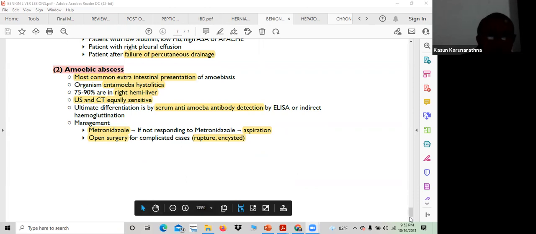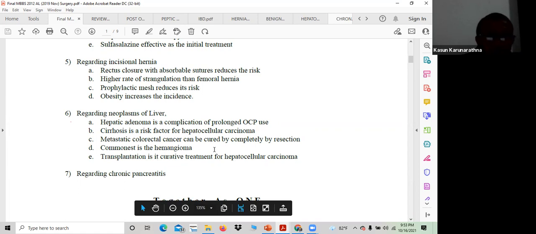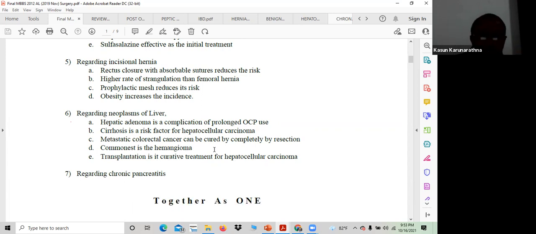Those are the question 6 answers. Hepatic adenoma is a complication of prolonged OCP abuse. That's true. Cirrhosis is a risk factor for hepatocellular carcinoma. Again, it's true. Metastatic colorectal cancer can be cured completely by resection. Yes, that's also true. Commonest benign neoplasm is hemangioma. Transplantation is curative if the other features are fit for hepatic resection and transplantation. Right?